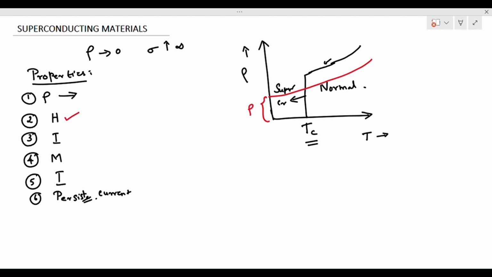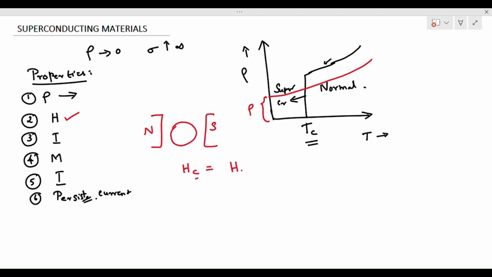Now, effect of magnetic field, or the magnetic property of superconductors. When a superconductor is placed in a very large magnetic field, and if the temperature is reduced, at one particular magnetic field its superconducting property will be destroyed. The magnetic field required to destroy the superconducting property of the specimen is said to be the critical magnetic field.